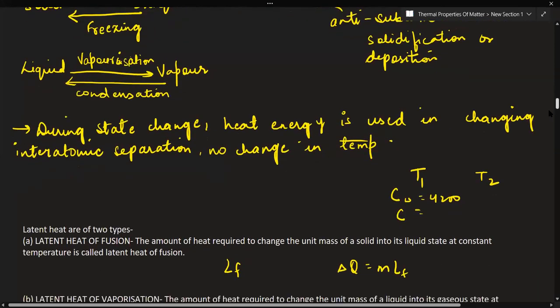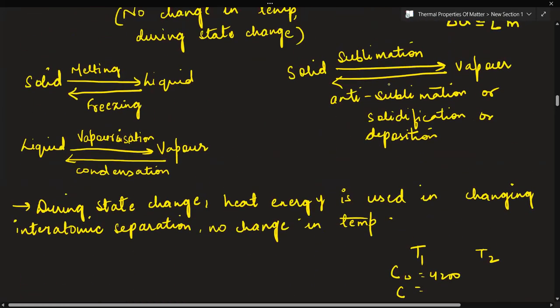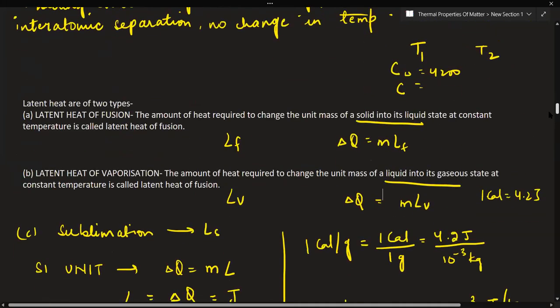Similarly, for all the processes, we have different latent heats. Latent heat of fusion is the amount of heat required to change the unit mass of solid into liquid state. Similarly, vaporization will be what? Liquid into vapor state. Sublimation. Like this, you have all the latent heat values. I have written only 3 for you, but don't think that these are the only 3 types of latent heat. Anti-sublimation is specifically for this phenomenon only: the amount of heat required to change the state of steam of unit mass into solid. So you can make the definition on your own for latent heat. All the types of latent heat are for all the types of processes that we have.